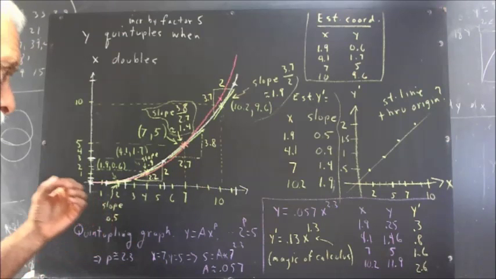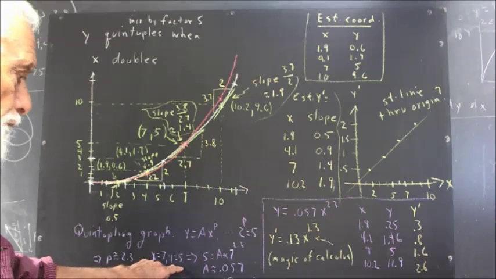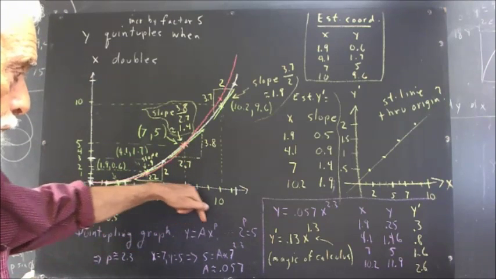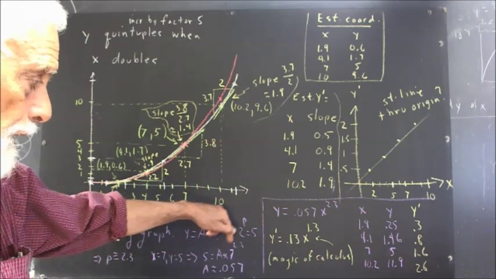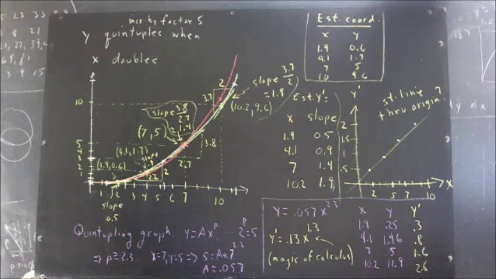And then, using the fact that the point (7, 5), x equals 7, y equals 5, lies on the graph, we substitute the y and the x. We get 5 equals a times 7 to the 2.3, so that a is approximately 0.57.